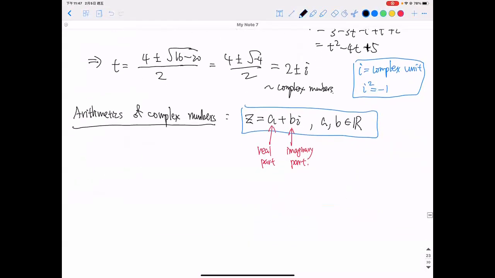It's basically just two things added together. And if you just use the rule i squared equals -1, complex numbers add and multiply in the same way as real numbers. So for example, (a plus bi) plus (c plus di) is just (a plus c) plus (b plus d)i.